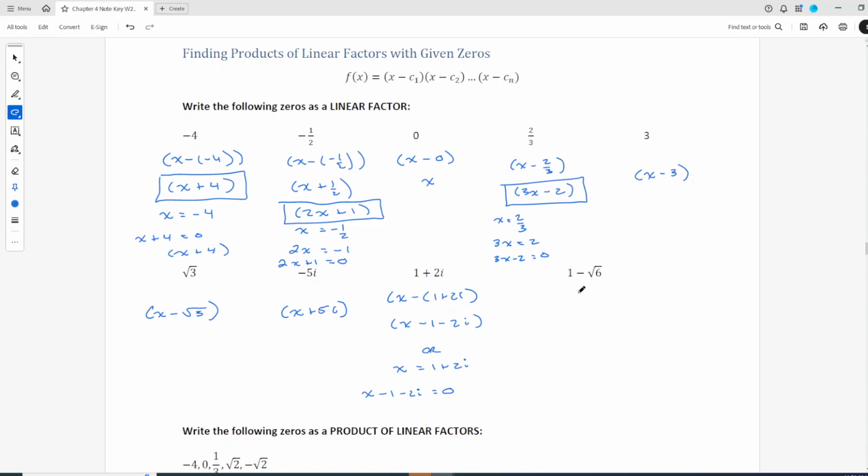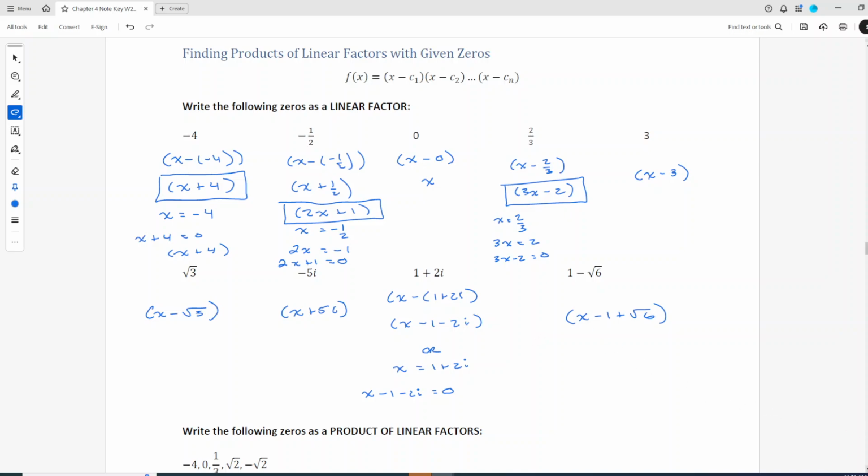All right, pause the video, give this one a go. What do you get as your factor? So I'm going to get x minus 1 plus root 6. And again, whether you put it in as x minus 1 minus root 6, or if you say if x equals this and then bring everything to the other side, doesn't matter to me.